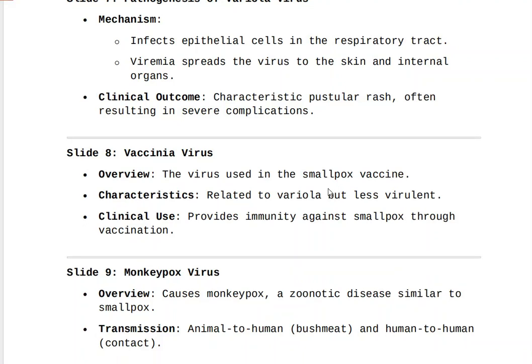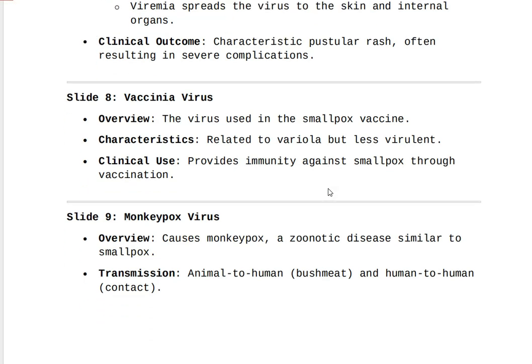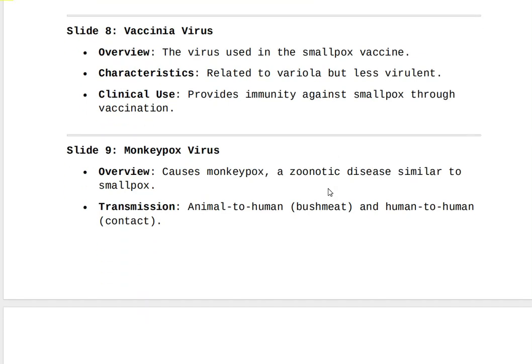Pathogenesis of variola virus. So the kind of cell, as I mentioned earlier, is epithelial cells of the respiratory tract. The spread of the virus will start from the skin to the internal organs until it reaches the circulatory system. The rashes are characteristically pustular, meaning that they contain pus, and it may result in severe complications afterwards.